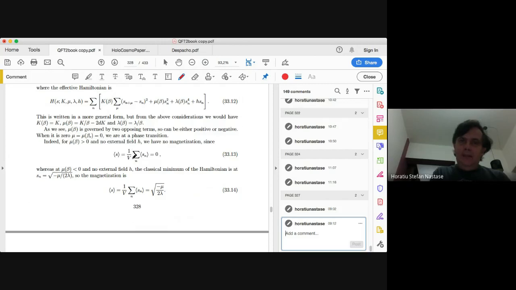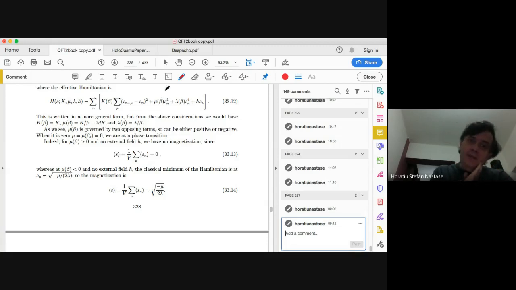And then the average value of the spin means 1 over volume, sum over n, quantum vev of the spin Sn. And this would be zero in this case. I mean, you just look at this and you figure out that if you want a constant spin, if you want to minimize the Hamiltonian, you get a quantum spin that is equal to zero. It's constant and equal to zero, and the sum of the spin is also zero.